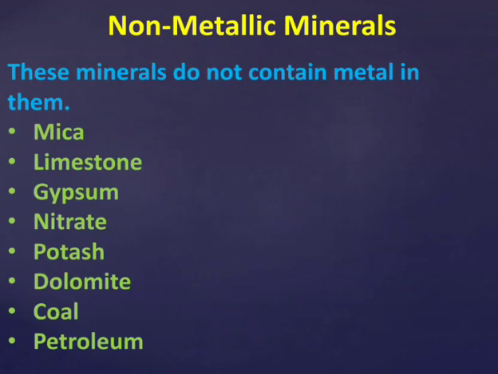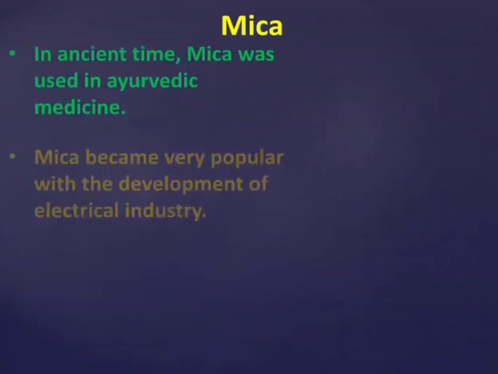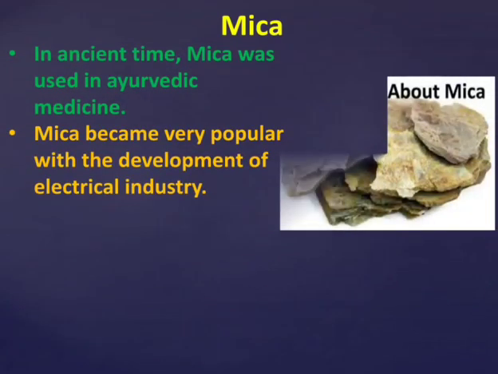First we discussed metallic minerals. What are the metallic minerals? Iron ore is a metallic mineral. Then we discussed manganese, a metallic mineral. Copper is a metallic mineral. Bauxite is too. Now we are going to discuss non-metallic minerals. What are the non-metallic minerals? Mica is a non-metallic mineral. So first we are going to see the non-metallic minerals.